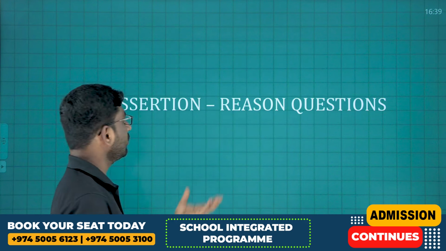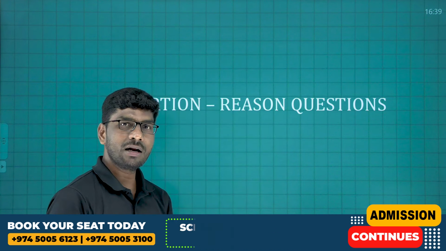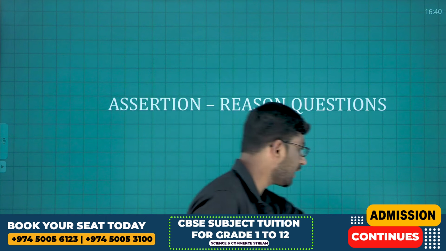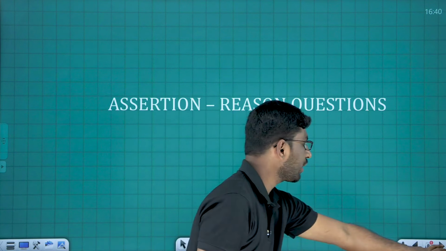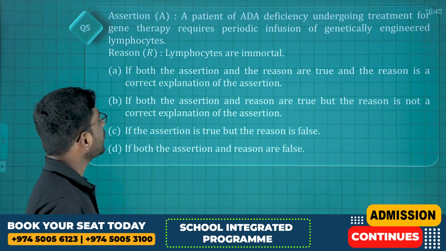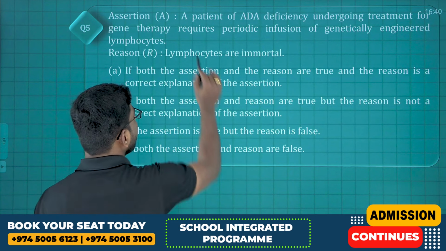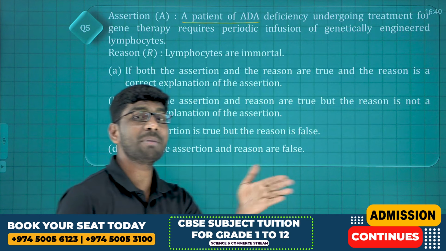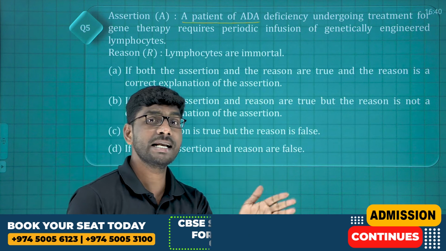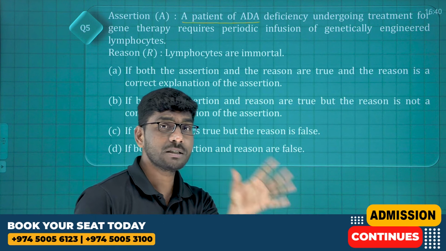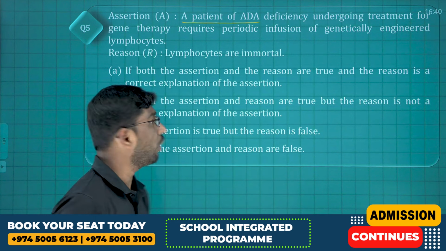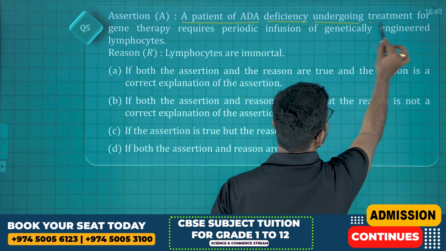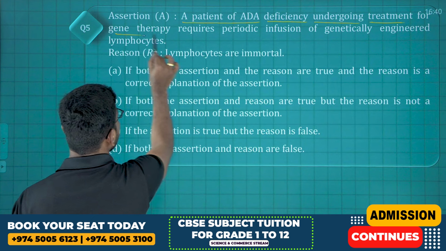Look at here, assertion reason question. So far, multiple choice questions. Now this is an assertion reason based question. Look at the first assertion reason based question from biotechnology application. Assertion: a patient of ADA, adenosine deaminase, ADA, gene therapy question. This assertion and reason question is from the gene therapy topic. ADA deficiency undergoing treatment by gene therapy.